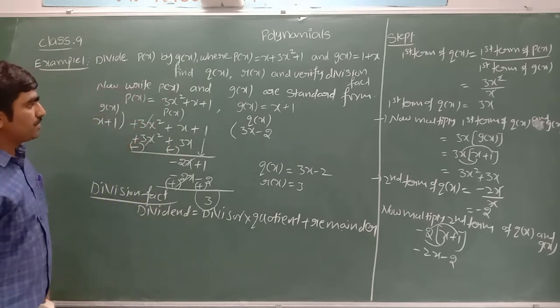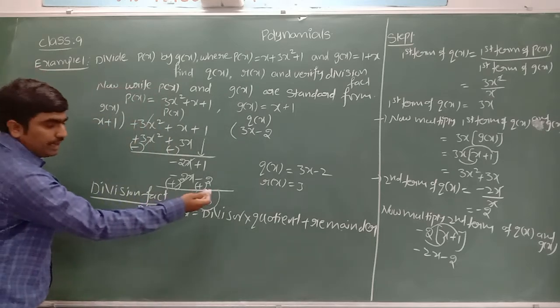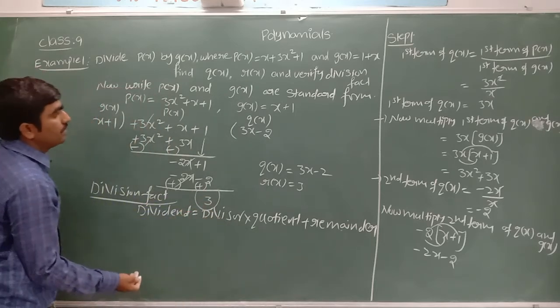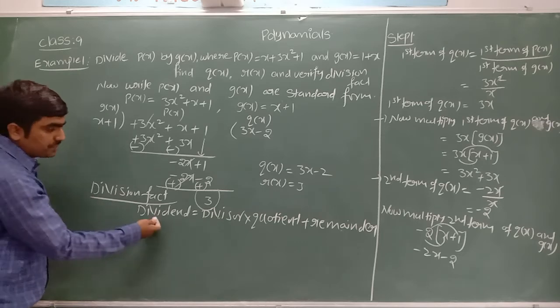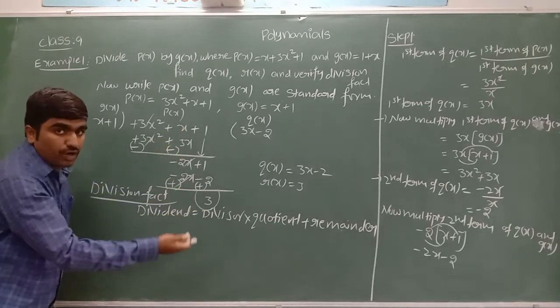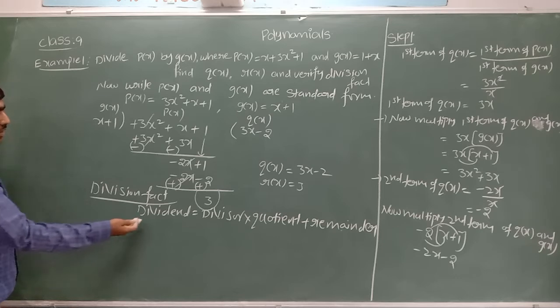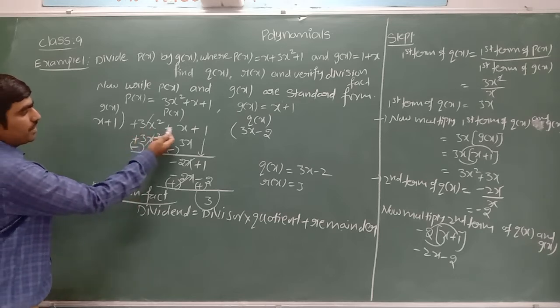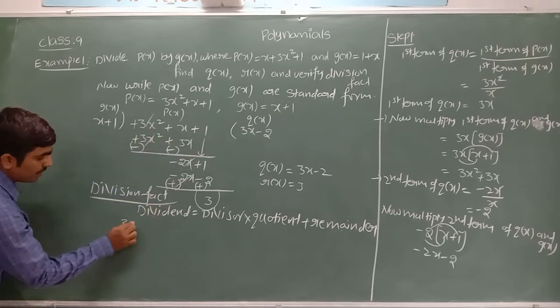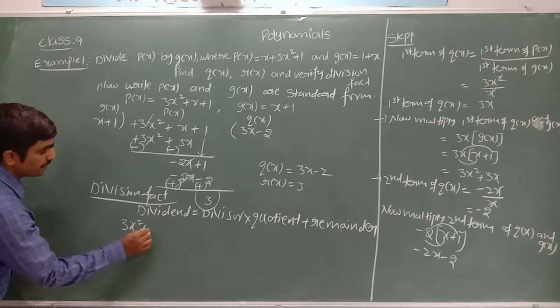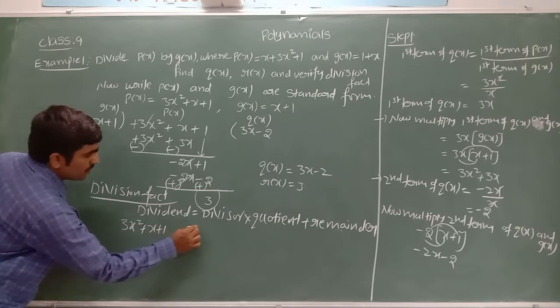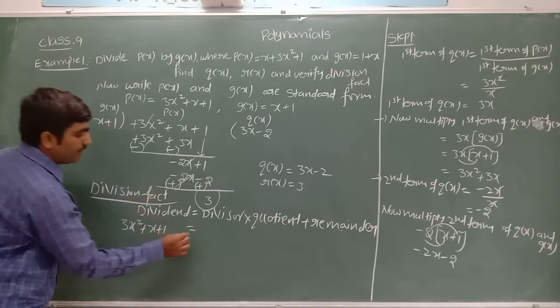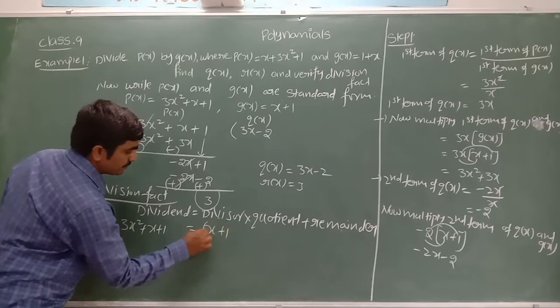Now let's substitute the values. Let's see whether we get both LHS and RHS equal or not. Not only numerically, will it be satisfied for polynomial division also or not? Let us check it once. What is the dividend? Dividend is nothing but p of x, 3x square plus x plus 1, is equal to. What is the divisor? Divisor is x plus 1.